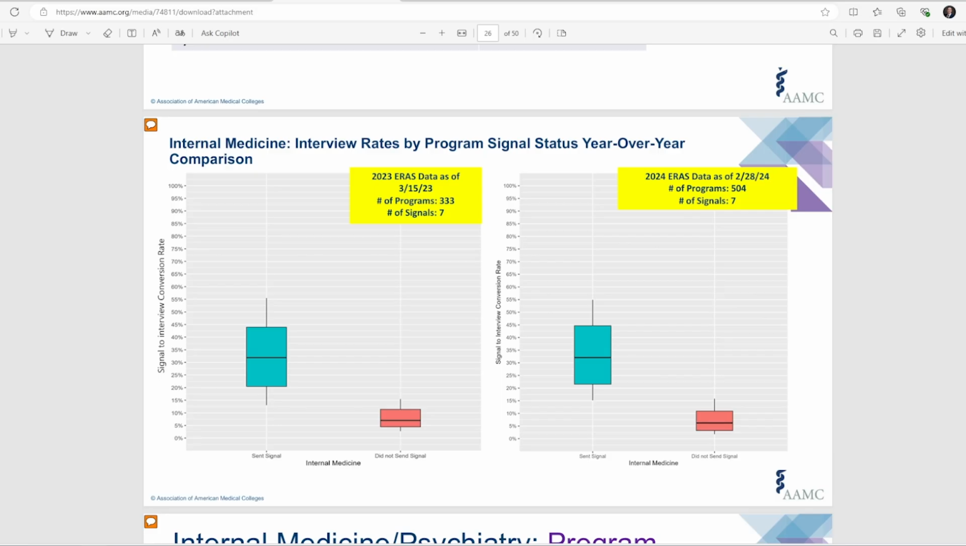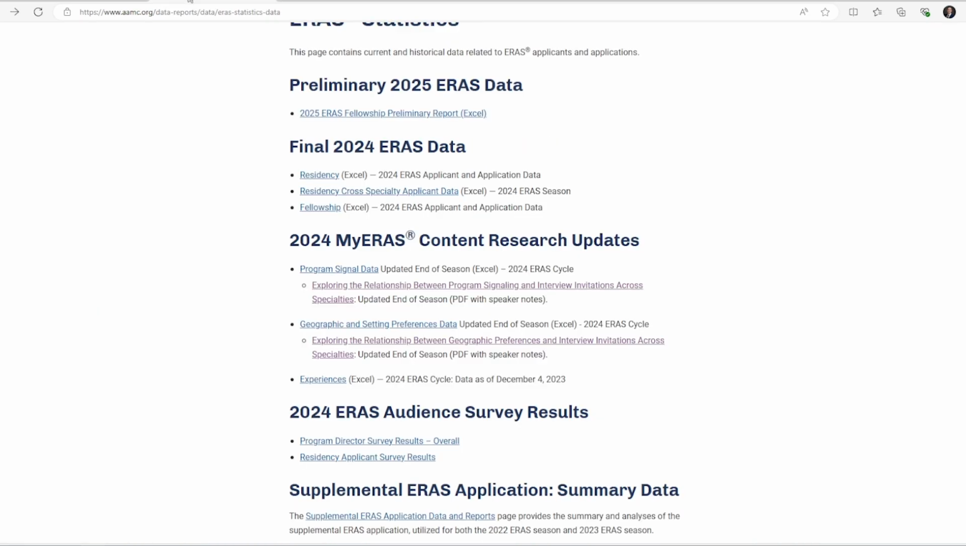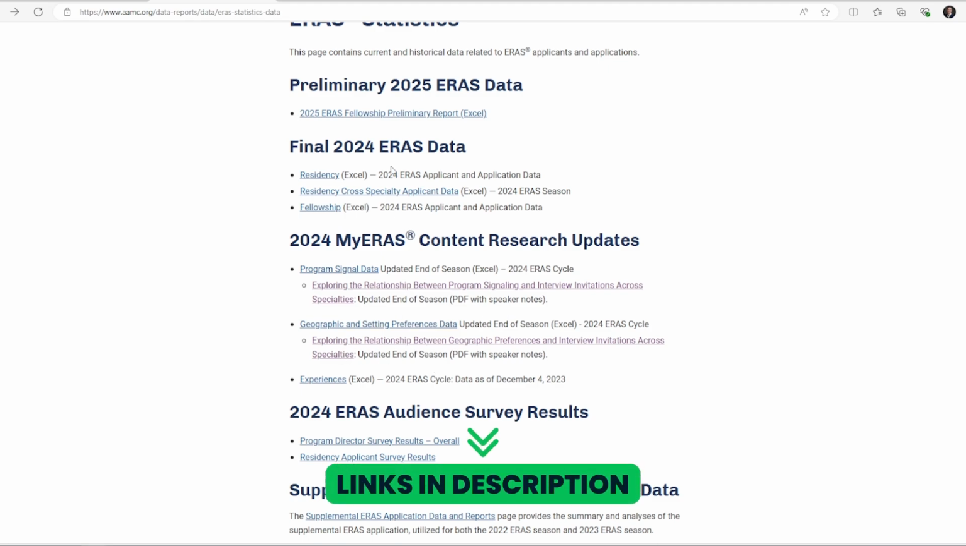And finally, a quick point I want to touch on, which is the idea of signaling and geographic preferences. Again, this data is from the AAMC. If you go to ERAS statistics, you can find here the 2024 MyERAS Contact Research Updates. This one is about the relationship between program signaling and interview invitations. This one is about geographic preferences, and I'll leave the links for all these in the description of this video.